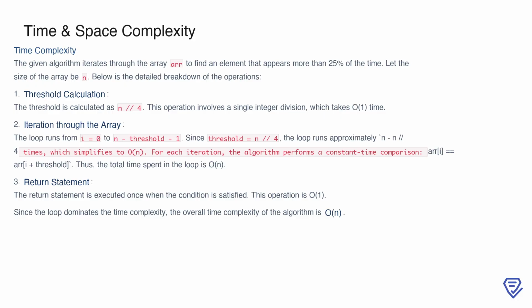For each iteration, we perform a constant time comparison between ARR[I] and ARR[I plus threshold], so the work done per iteration does not increase with input size. Finally, the return statement is executed once when the condition is satisfied, which is also O(1). Since the loop dominates the overall runtime, the algorithm's total time complexity is O(n).